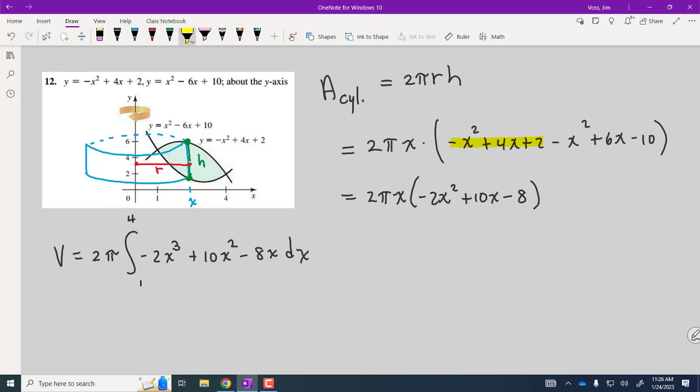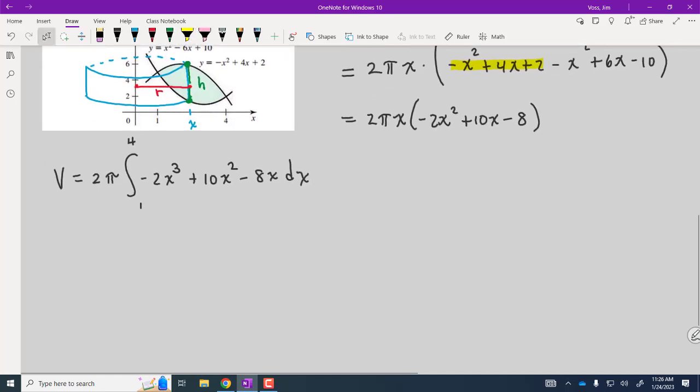Another question? Sure, go ahead. So you wouldn't distribute the 2 pi? The 2 pi can be distributed. We can distribute this in if we want, or we can factor out. Since both of these are constants, they can all come to the front.